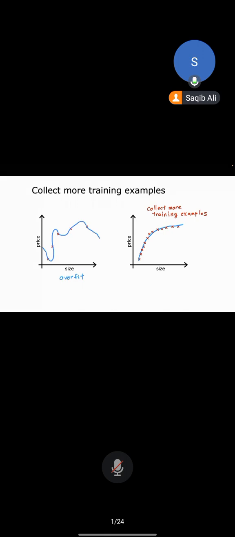The easiest way, we cannot say that it's an easiest way, but it depends on your use case. Collect more training examples to address the issue of overfitting. Okay? Just increase the number of the training examples, and it's the most easiest one and the most difficult one.